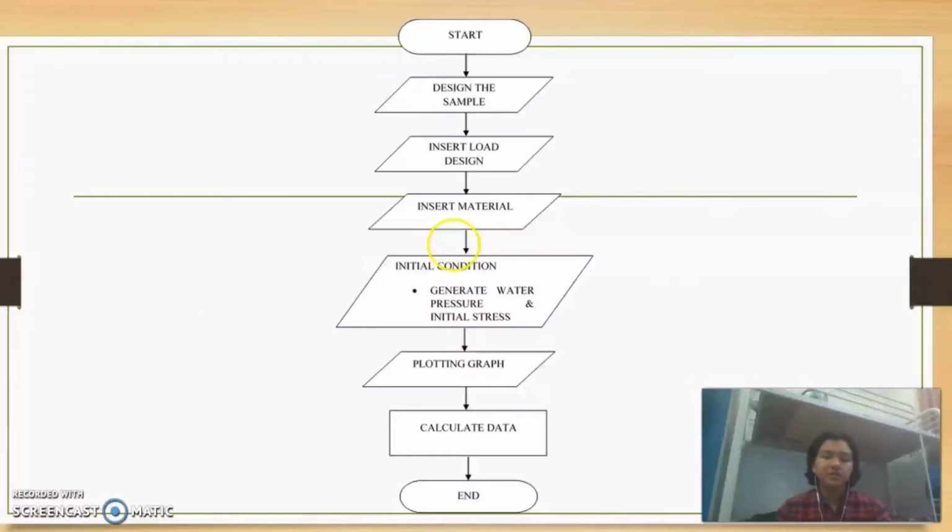So this is the flowchart of our group. We start the process by designing the sample, then we insert the load in the design, insert material in the design, then we generate water pressure and generate initial stress to identify its initial condition. Then we plot the graph as our result and we calculate the data.